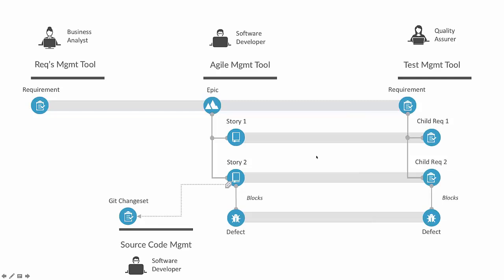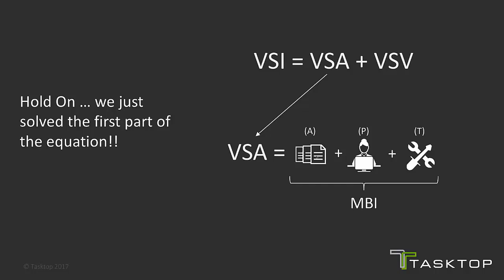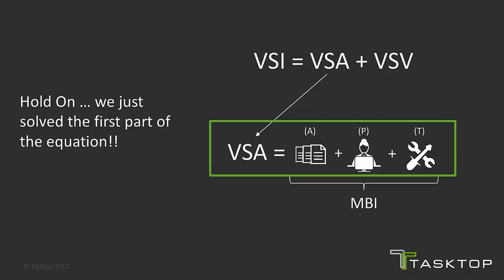So now that my mouse seems to be back. Hold on a second. I think maybe we just solved the first part of the equation. So value stream automation is really kind of the sum of the artifacts and the flowing of artifacts to the right people in the right tools. But it seems like there's more.